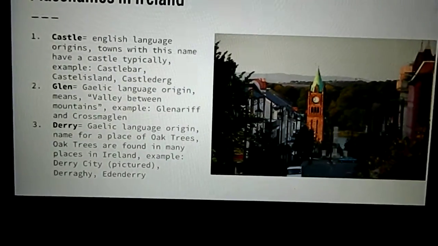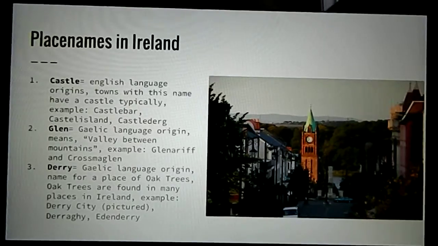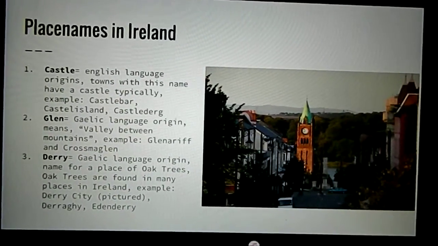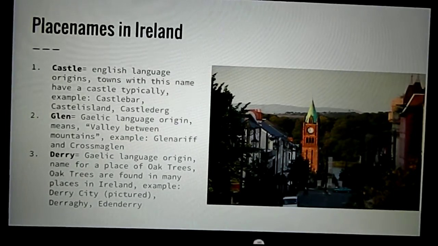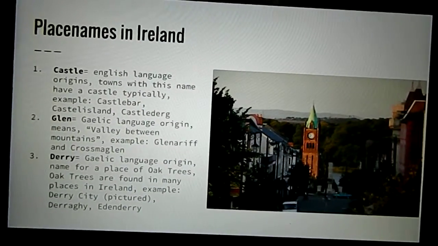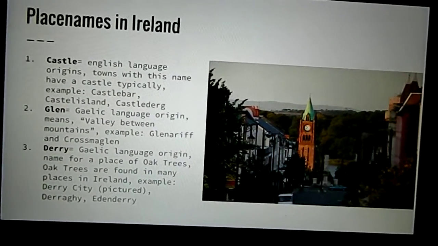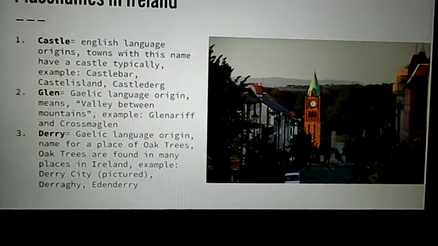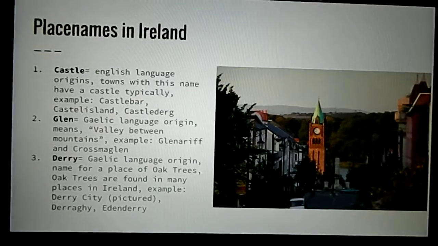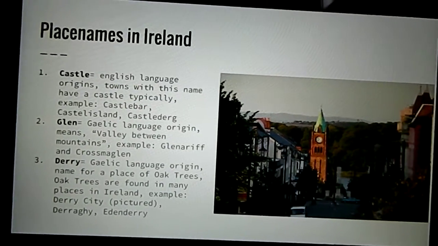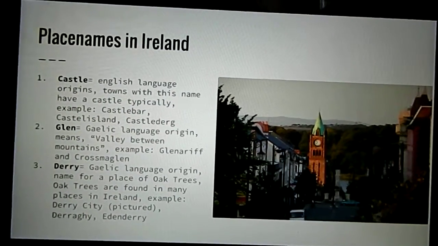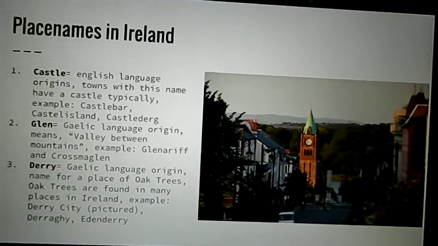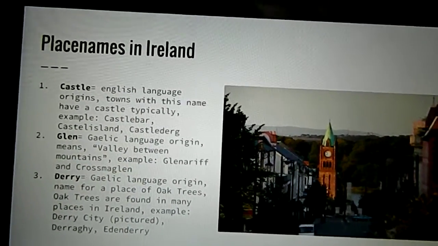So first off, castle. Castle is of English language origin, and towns with this name usually have a castle in them typically. Some examples would be Castlebar, Castle Island, and Castledurg. The next name that I have is Glen, and that is of Gaelic language origin, and it means valley between mountains. So some examples are Gleneriff and Crossmaglen.